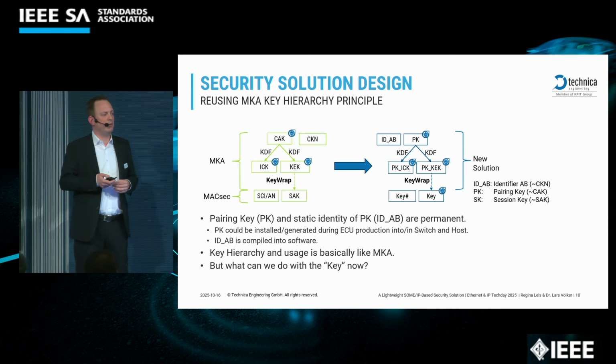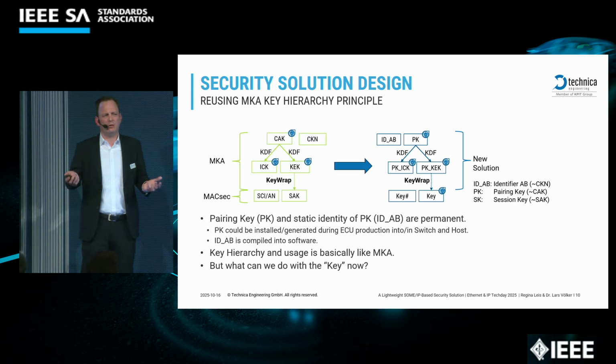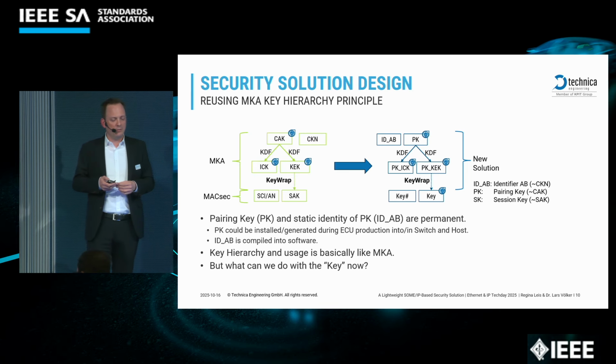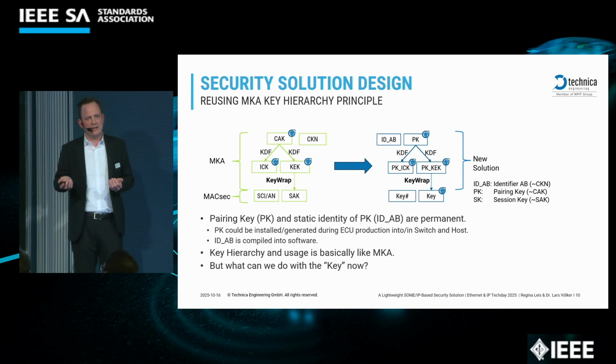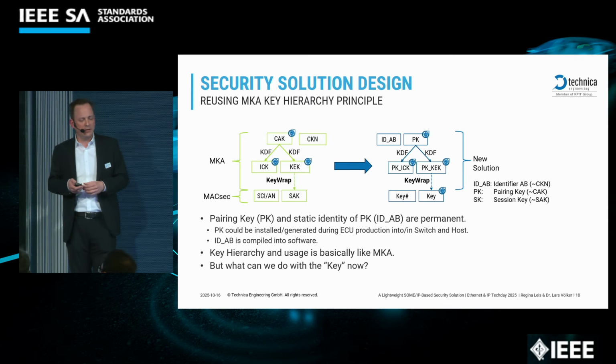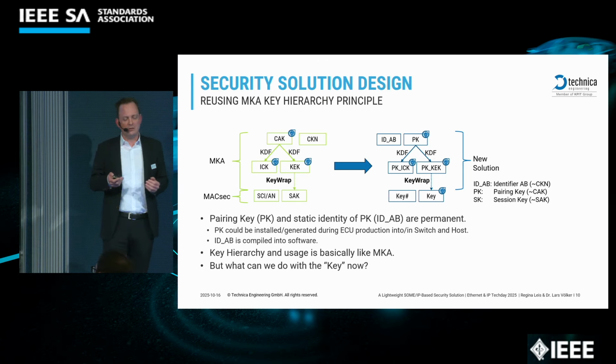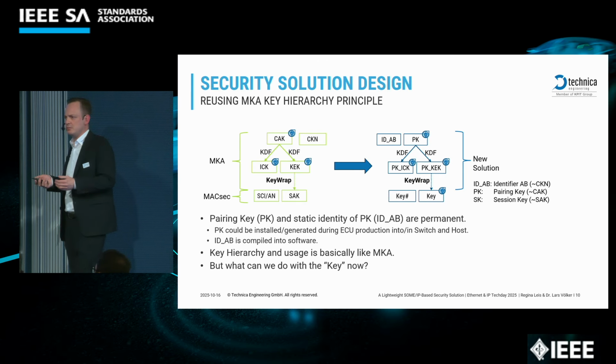And we have this pairing key, which is what the CAK was, a long-term secret. And we then have a KDF, breaking it into two keys, an ICK and a KEK again. We can use those like before, protecting messages and encrypting keys to transport them protected. And that now allows us to establish one or multiple keys. We can give them a number.